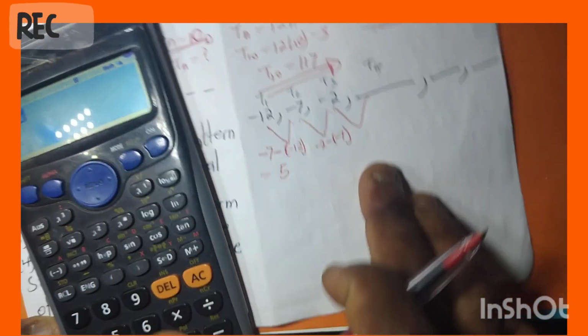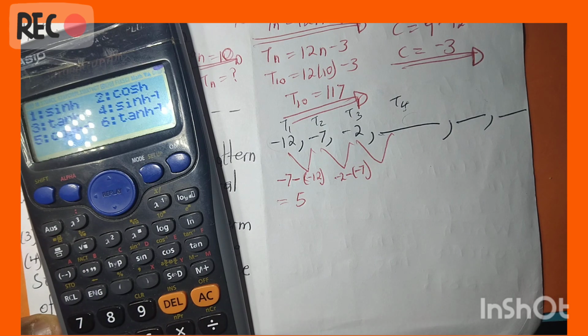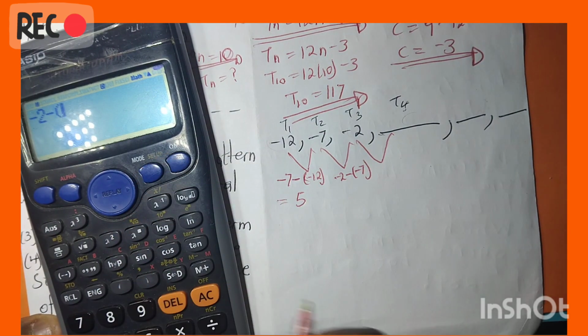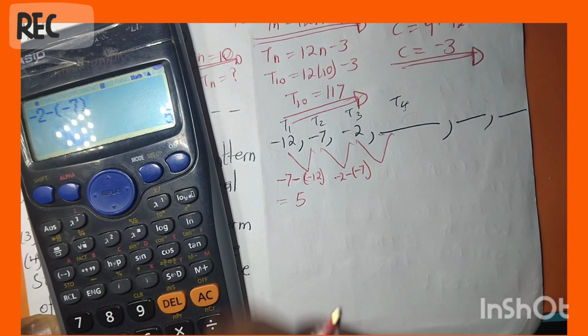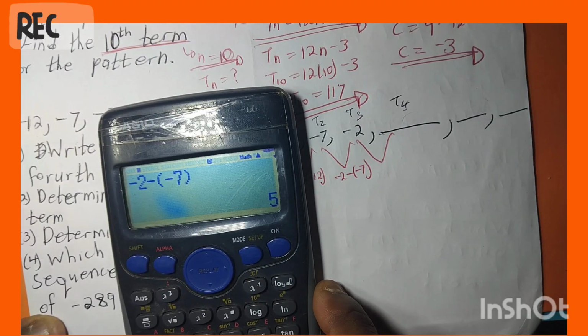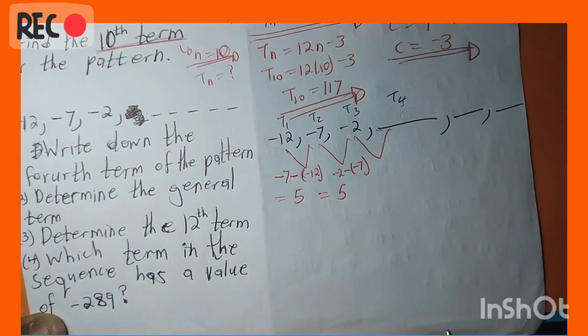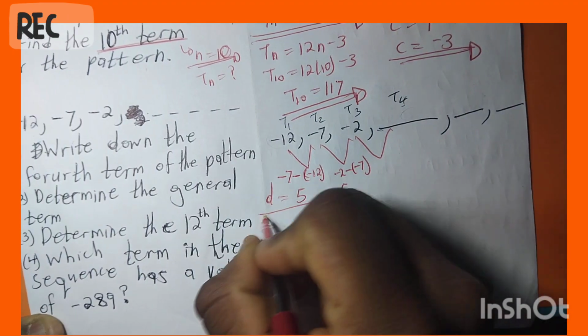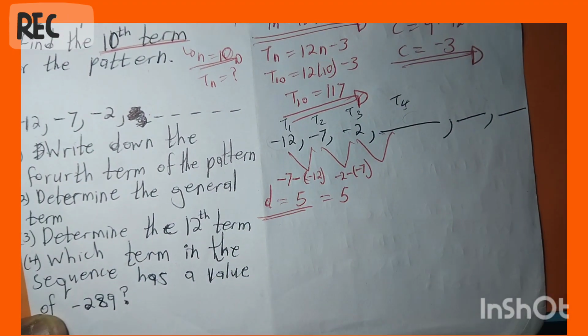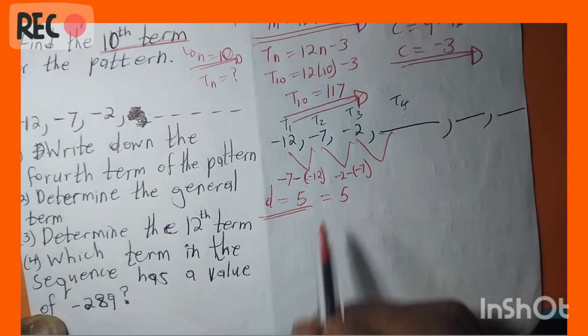Then what about that one there? It's minus 2. Minus 7. So here I'll get what? I'll get 5 there. Meaning here I'll also get 5. And remember, the first difference will be equal there.